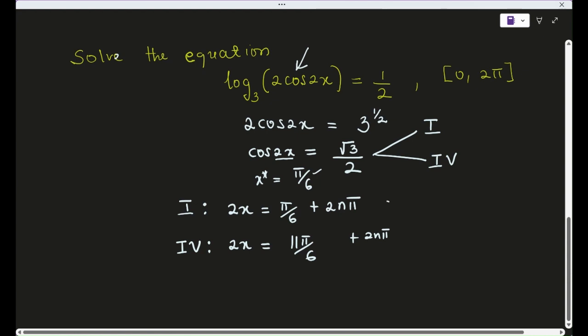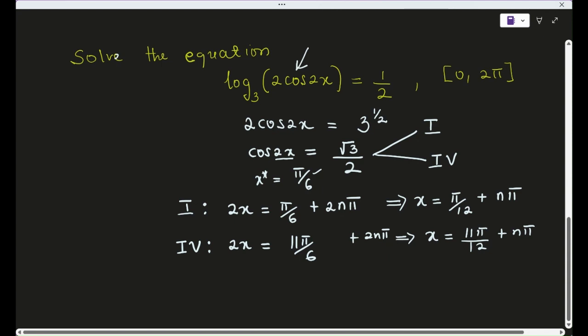So from here, I can get x. So x here is going to be, we divide both sides by 2, or multiply by half. This is just going to be pi by 12, right? Plus n pi. And this is going to be x equals 11 pi by 12 plus n pi. All right.